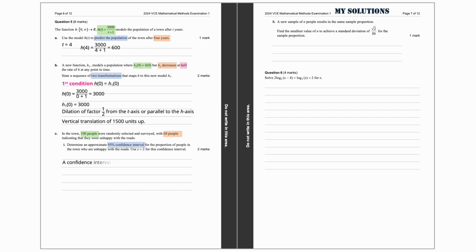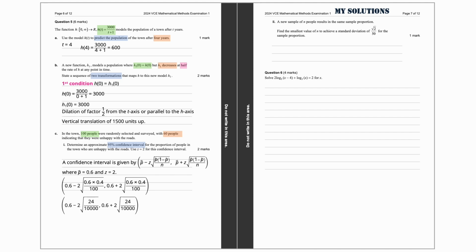Here is the formula for the confidence interval, where P hat equals 0.6 and Z equals 2. We substitute these values into the two formulas. We do the calculations. And we have 3 over 5 minus root 6 on 25 to 3 over 5 plus root 6 on 25.